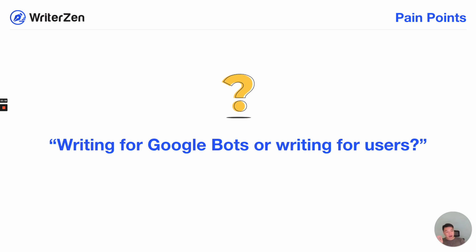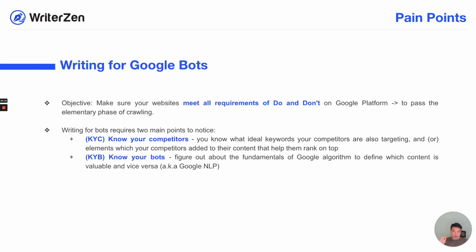And Zen will help you at least to the point of writing well for bots. And these are the few things that we suggest you do. Like I was sharing with you, the objective is to make sure your website meets all the requirements and the dos and don'ts on the Google platform. So we came up with a concept. Since we don't do anything on page, you have to do that yourself, but we do help you with all the on-page parts of your content itself. I will show you later how you can do that on Zen.